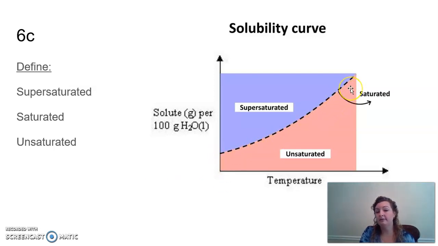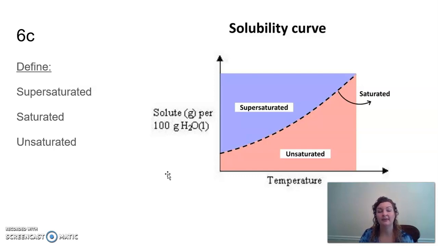So we have one unknown substance. It's not telling us what it is, okay? And it's graphed here, and it's saying that this line is saturated. So what that means is if I have a certain amount of solvent and I add my solute to my solvent and I stir it up and it's dissolved, that is the maximum amount of solute that will dissolve in that amount of solvent.